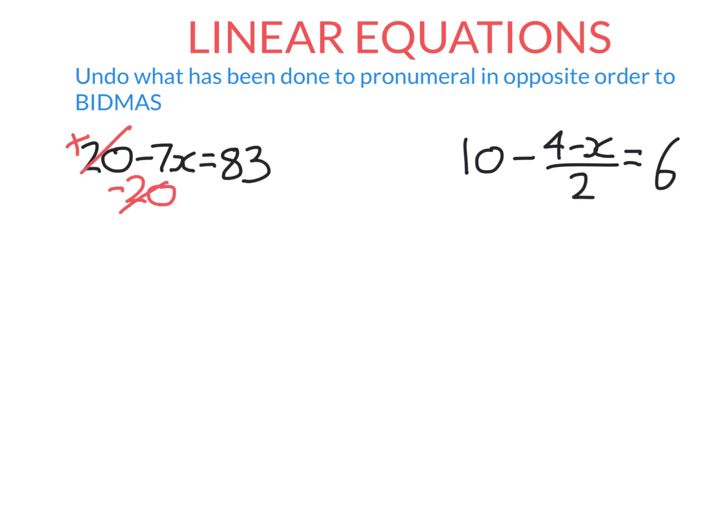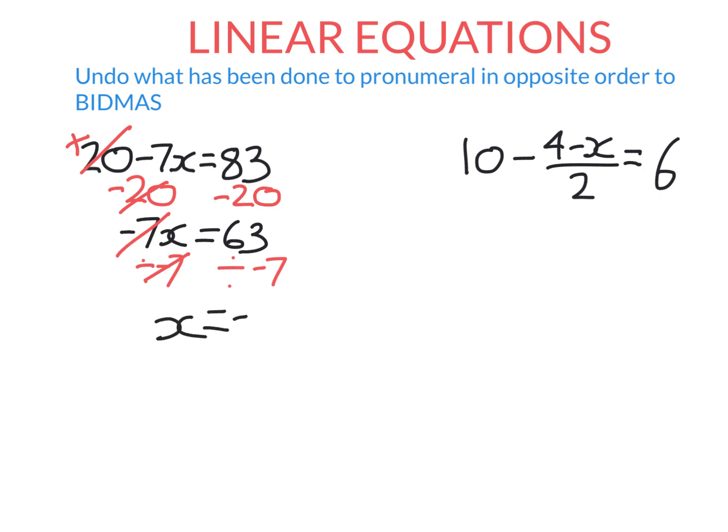And the rule with these linear equations, what you do to one side, you must do to the other. So I'm left with -7x equals 63. This is -7 times x. In algebra, if no operation's written, it means times. So the way I undo timesing -7 is to divide by -7. They will cancel out. Once again, what you do to one side, you must do to the other. So the answer here is x equals -9.